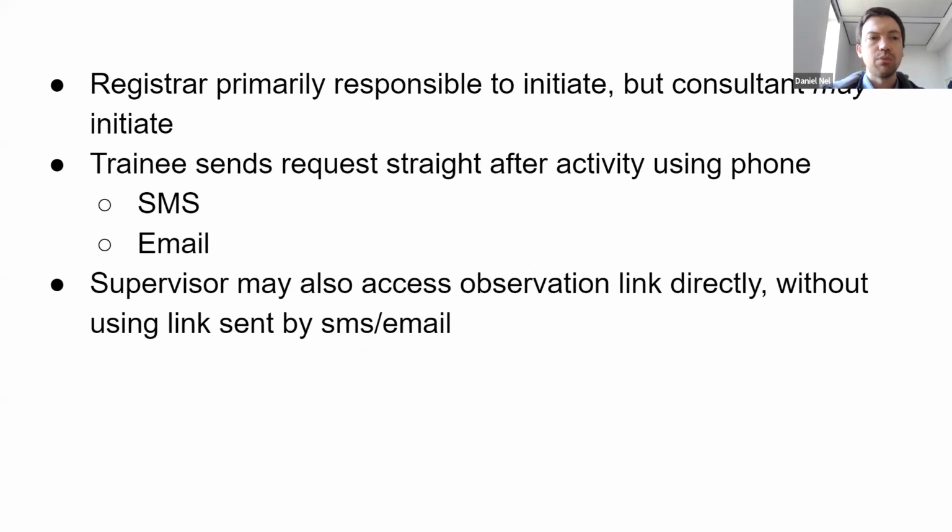So what usually happens is that the trainee, after they've had an activity observed, would send a request using a form, which sends an SMS and an email to the supervisor, which contains links to the observation form that they need to complete. However, the supervisor doesn't need to use this method. They can also access these links directly without the activity request being sent by the trainee.